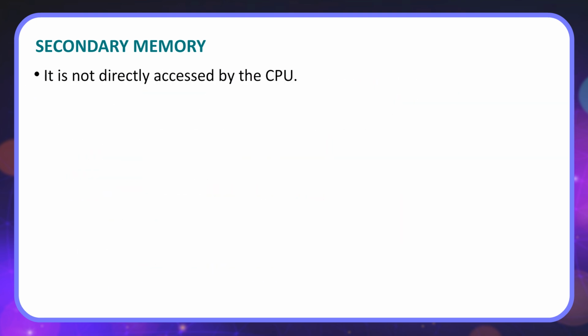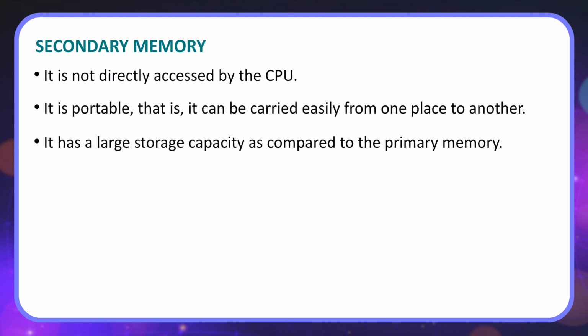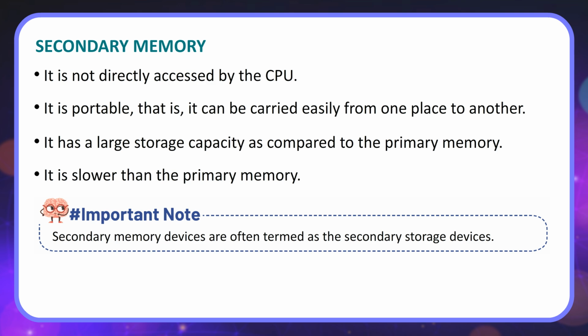It is not directly accessed by the CPU. It is portable, that is, it can be carried easily from one place to another. It has a large storage capacity as compared to the primary memory. It is slower than the primary memory. Important note: secondary memory devices are often termed as the secondary storage devices.